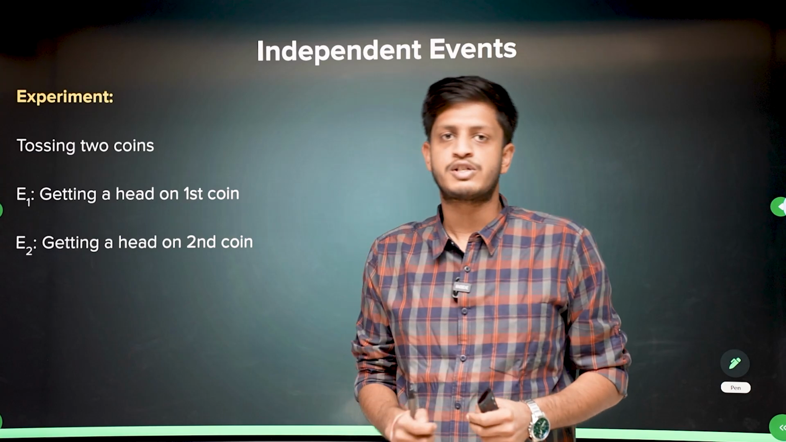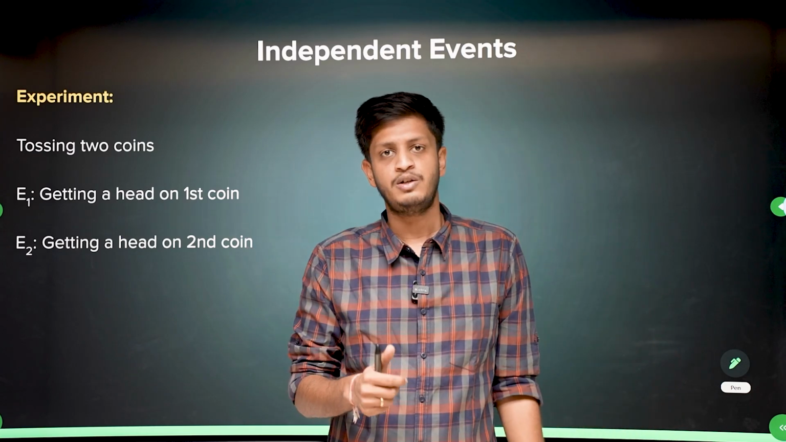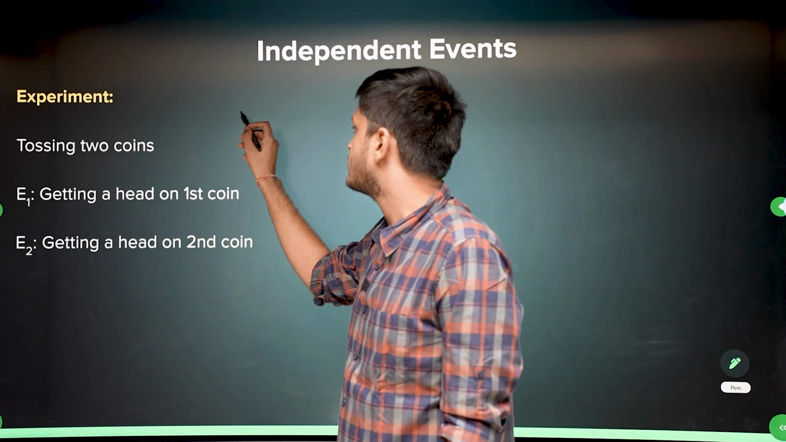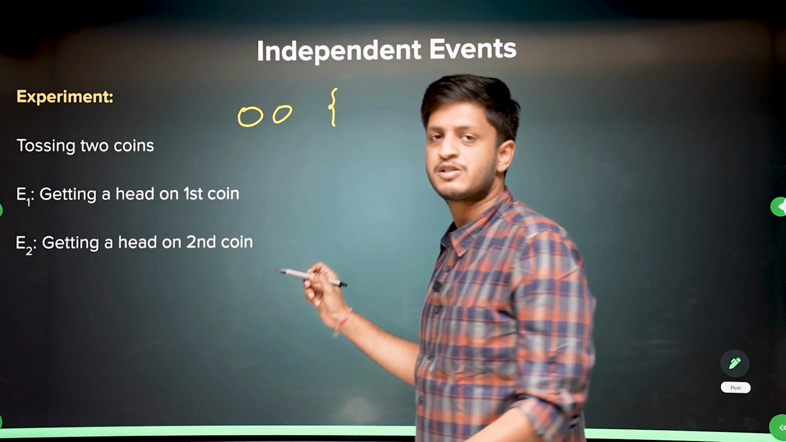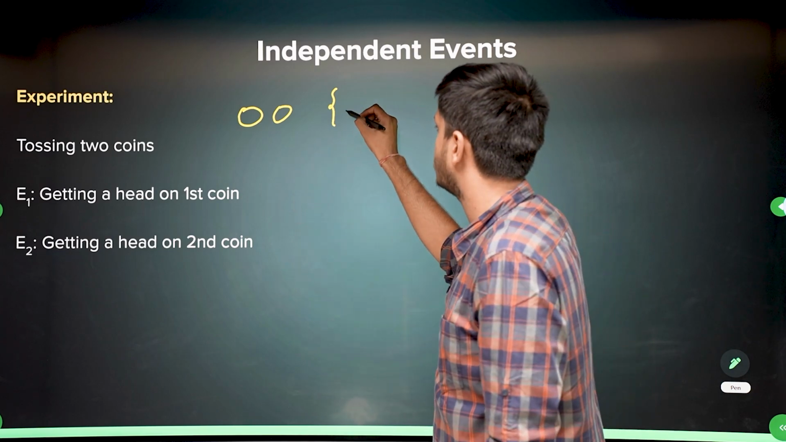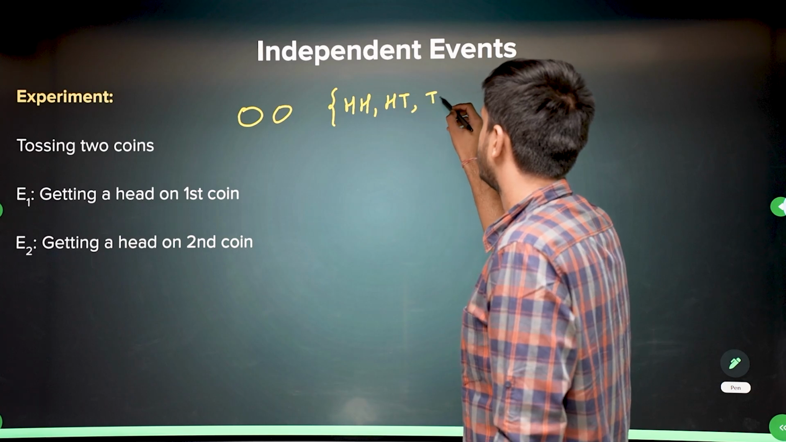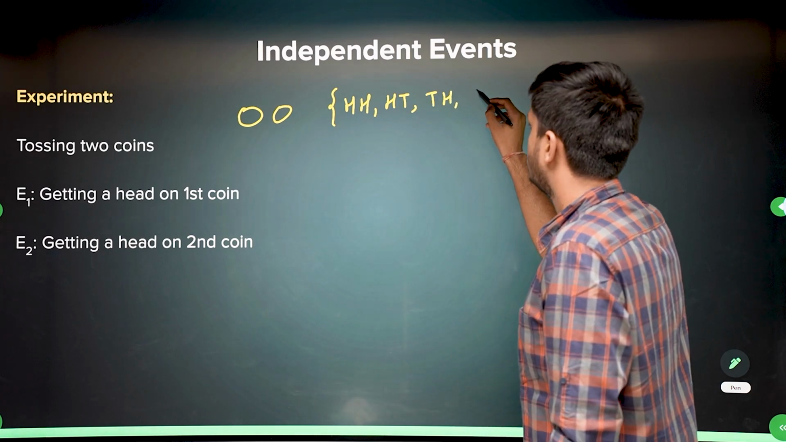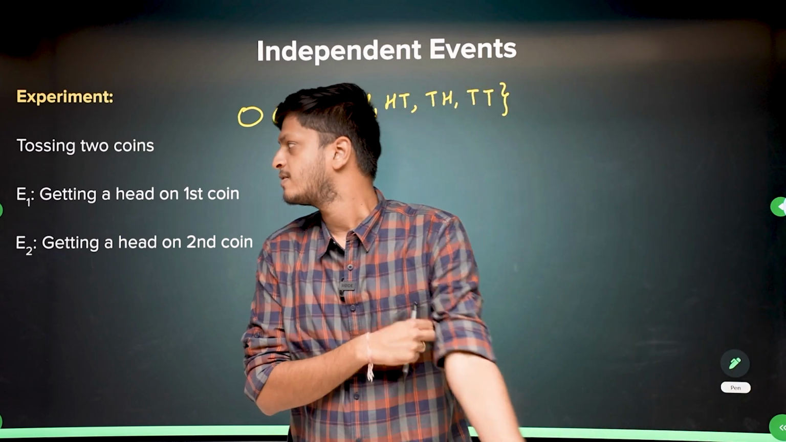Okay, so we are tossing two coins. So the experiment is we have two coins and we are tossing them. What is the sample space? The sample space contains 4 outcomes. Either you can get heads in both, heads in the first and tails in the second, tails in the first and heads in the second, or tails in both. Right? This is your sample space.